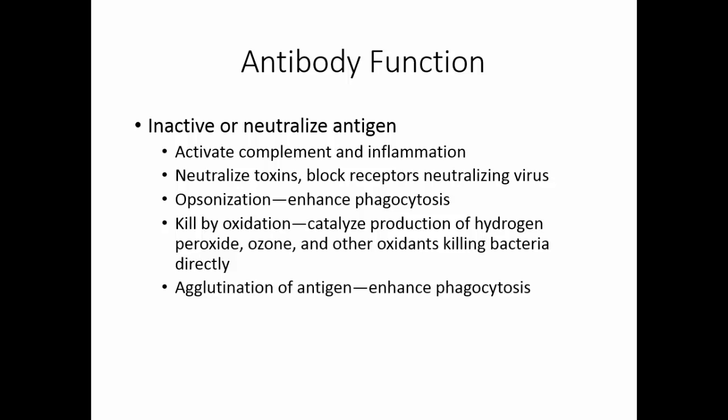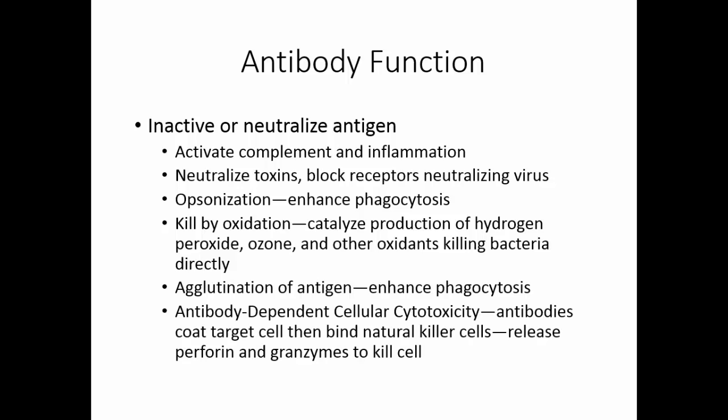They may cause the antigen to agglutinate. Now the phagocytic cell has a much bigger target to ingest, so we take more organisms out with each phagocytic encounter. Antibody-dependent cellular cytotoxicity happens when antibodies coat target cells and then bind to natural killer cells. The natural killer cells will then release perforin and granzymes and kill the cell that the antibody is coated on.